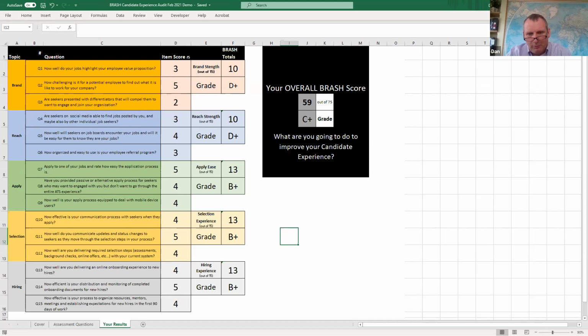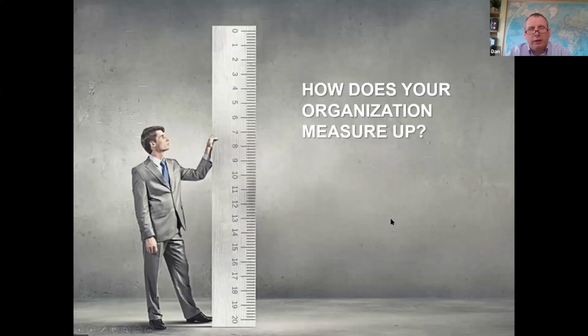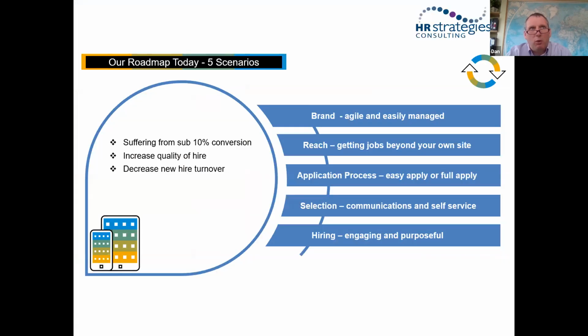Okay, so let's jump back into the PowerPoint. How did your organization measure up? Well, if you're an A+, it doesn't mean it's an end game. It doesn't mean it's over and you're perfect. I'm sure there's always room for improvement to make the experience better. But what we're going to do today in our roadmap is go through 5 key scenarios. We're really looking at moving the needle on a sub 10% conversion rate, which is about the industry average, depending on which researcher of the day you read, and increasing the quality of the hire and decreasing new hire turnover.